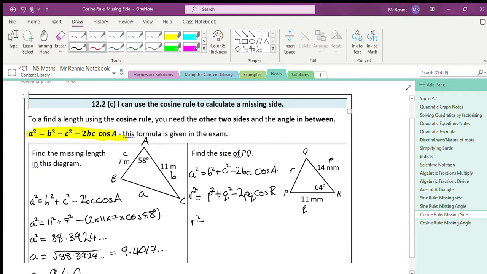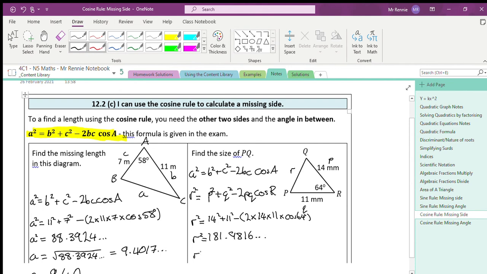Therefore, R squared is going to be, now I'm going to put the numbers in, so it's going to be 14 squared plus 11 squared minus, open my bracket, so I can do this in my calculator all together, 2 times 14 times 11 times cos of 64. Okay, a bit of a squeeze to get in there, cos of 64. Put all that in your calculator, be careful with your brackets. You should hopefully get the answer 181.9816 dot dot dot, there's a bit more than that.